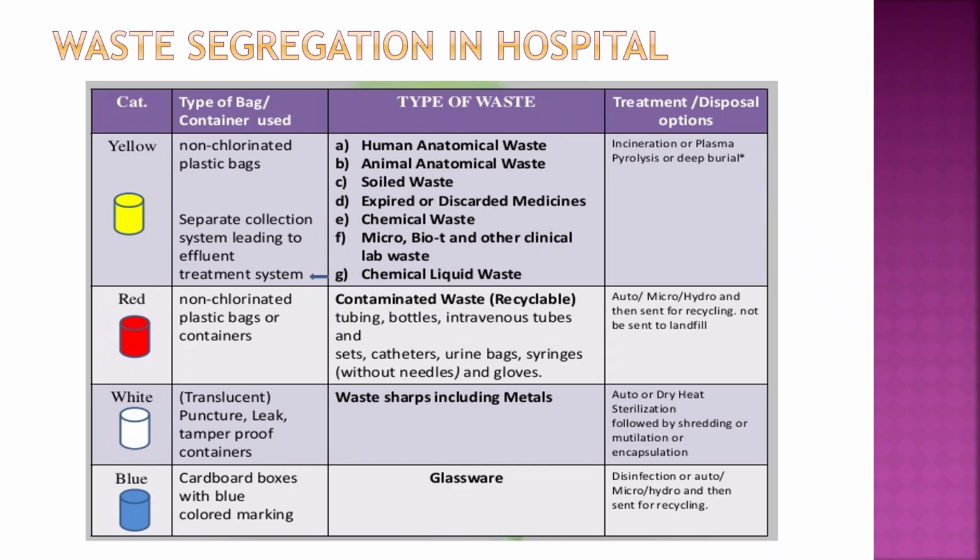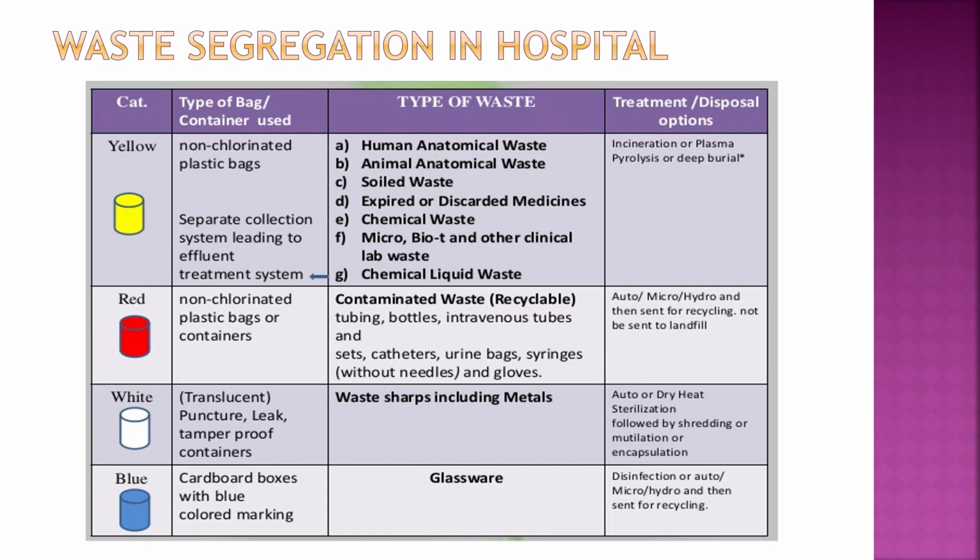So the treatment or disposal method can be autoclave, microwave, hydro processing, or recycling, and then to the landfill. Then the white color translucent puncture-proof, leak-proof container. It mainly contains waste sharps including metals, and the method of disposal is autoclave or dry heat sterilization, then shredding or mutilation, and then encapsulation for reuse.